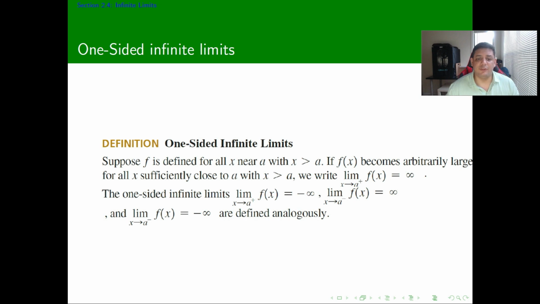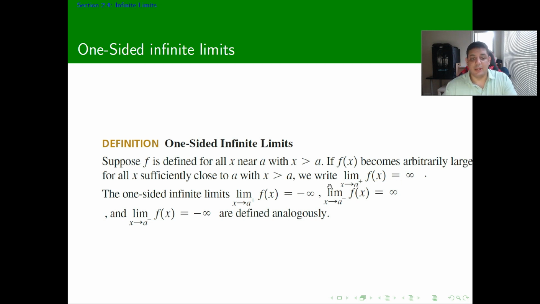Now let's go with this same behavior but one-sided. Let's see what happens if something is happening just in one side. So suppose that f is defined for all x near a with x bigger than a. So I'm referring to the right side of a. If f becomes arbitrarily large for x close to a with x bigger than a, then we're saying that the limit by the right side is infinity.